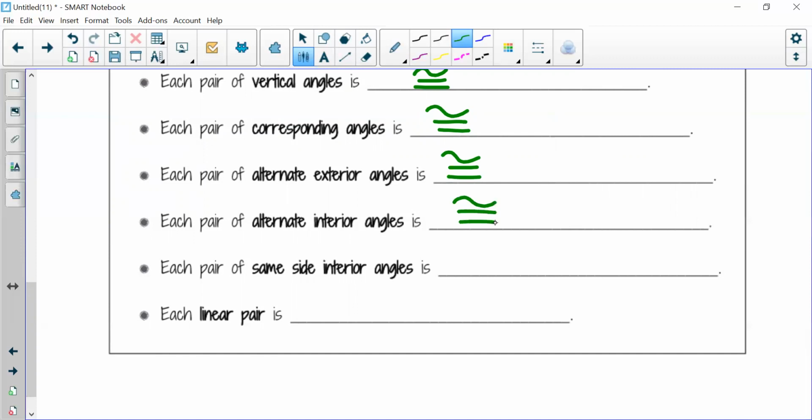Y'all, what about same side interior angles? Supplementary. Good, they're supplementary. What does supplementary mean? Good, they have a sum of 180. They didn't think that hard. What about linear pairs? They're also what? Supplementary.